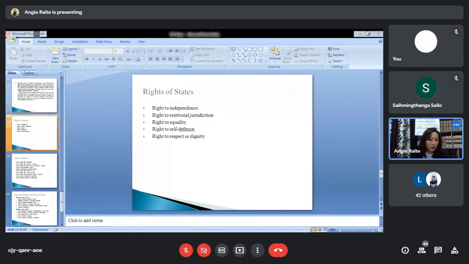Second, the right to territorial jurisdiction. Article 2 provides that every state has the right to exercise jurisdiction over its territory. Okay, they have their jurisdiction over their territory and over all persons and things living therein, within the territory. Every state has the right to look after the people living there and all the persons and things within its territory. That is territorial jurisdiction.